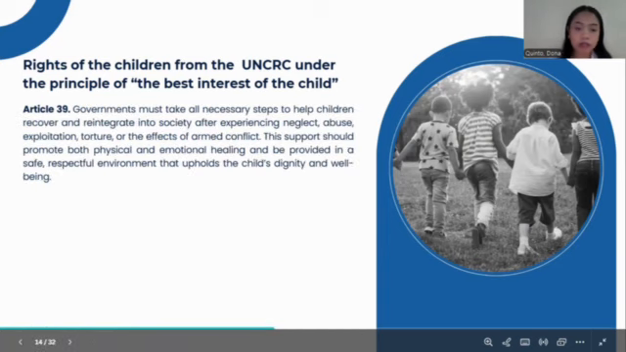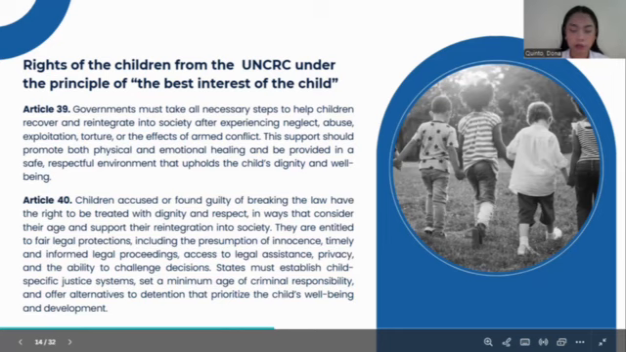Article 39 is also under the principle of best interest of the child because governments must ensure that children affected by trauma receive comprehensive support for recovery and reintegration in a safe, dignified environment, as this is essential to protecting their best interests and promoting their long-term well-being.